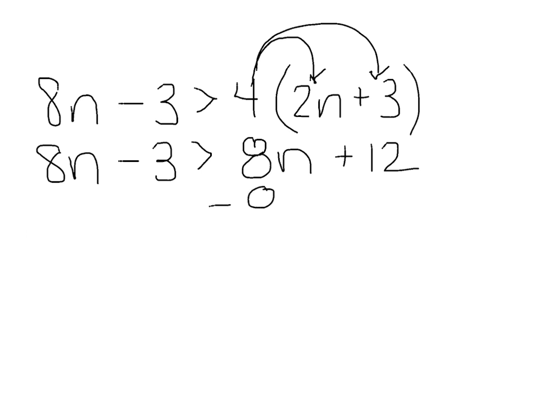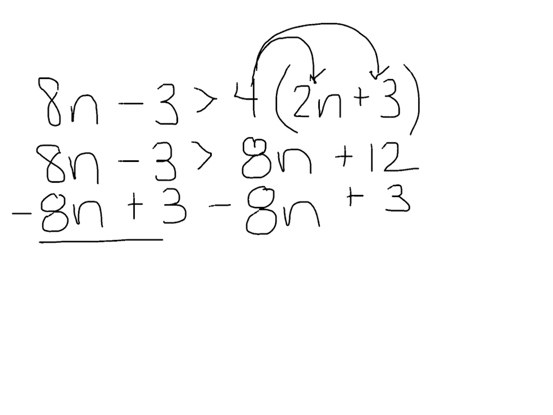If I subtract 8n to both sides, then add 3 to both sides. Uh-oh. What's 8n minus 8n? 0n. Zero n's. What's negative 3 plus 3? 0. Uh-oh. Is greater than... What's 8n minus 8n? Yep. And what's 12 plus 3?